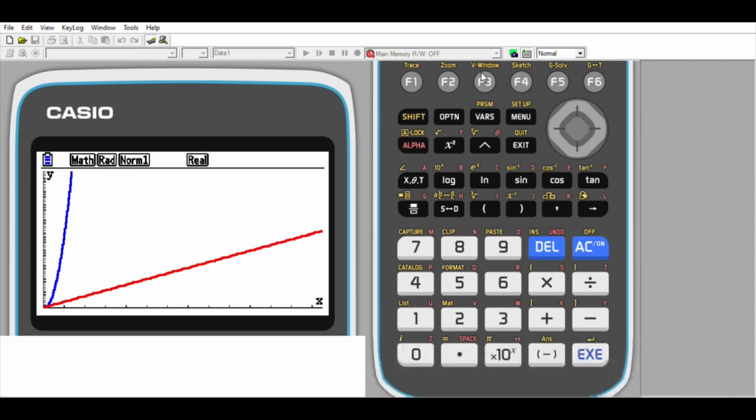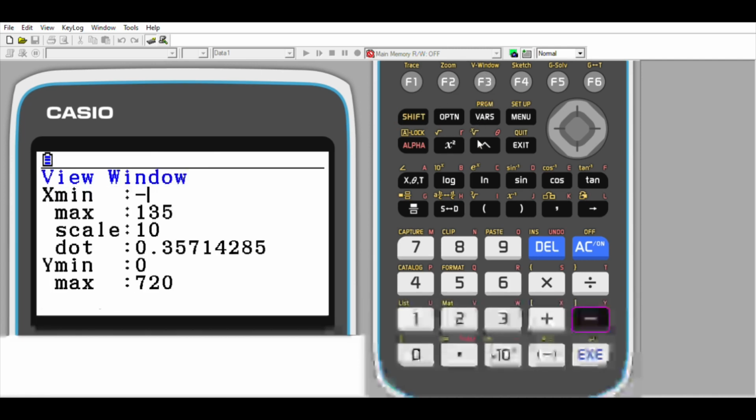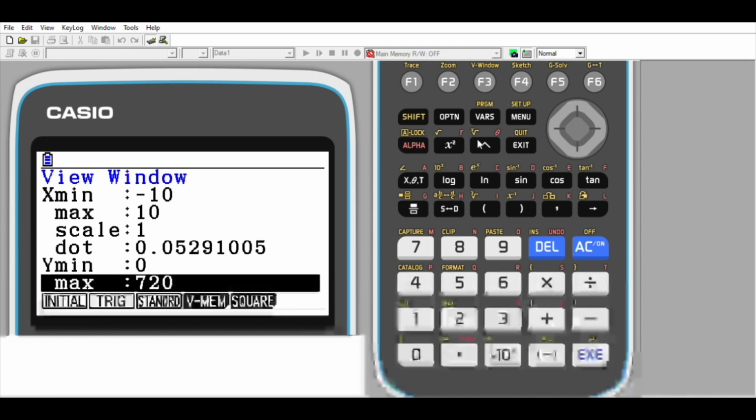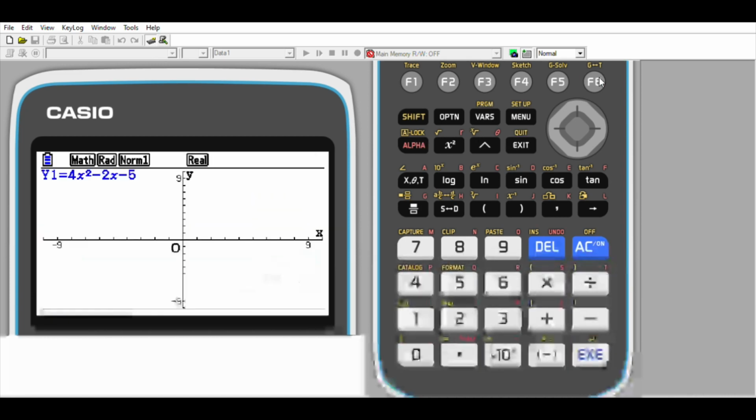Maybe my scale is not correct, so I'm going to change it a little bit. I'm going to put from negative 10 to 10, scale 1. Same thing for y, negative 10 to 10, scale 1. Let's see if this works. Draw. Yes, so here I see both points of intersection. So this would be one solution, this would be the other solution.